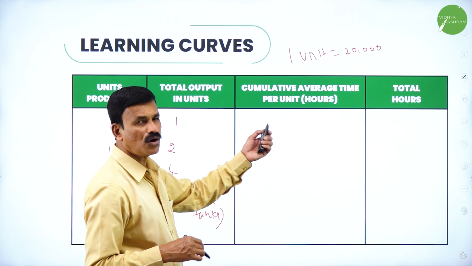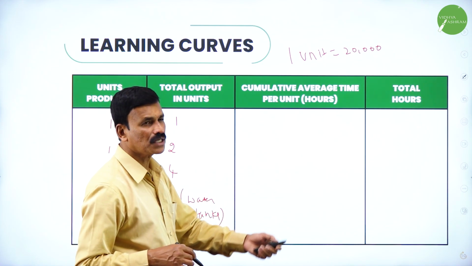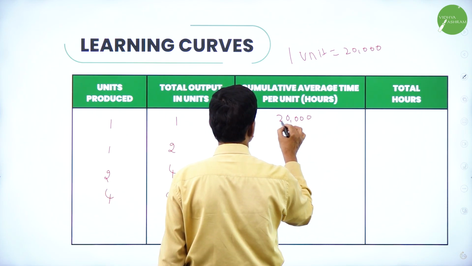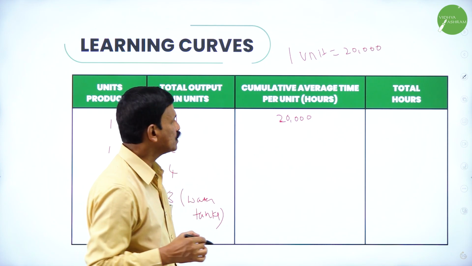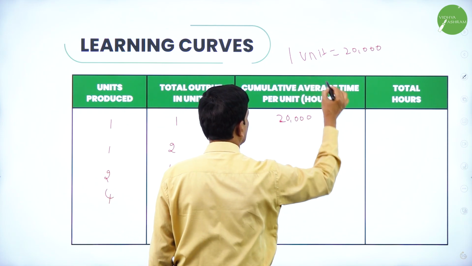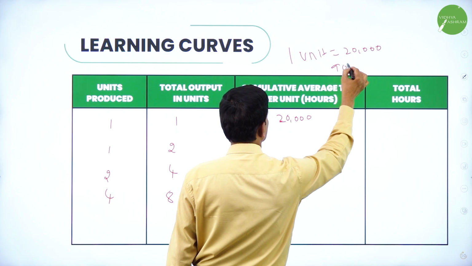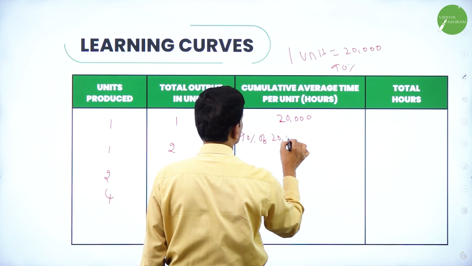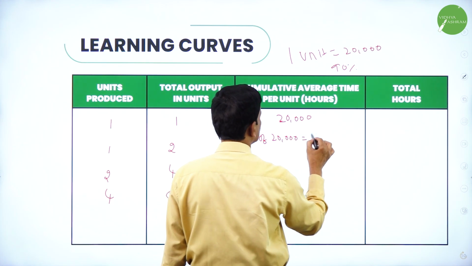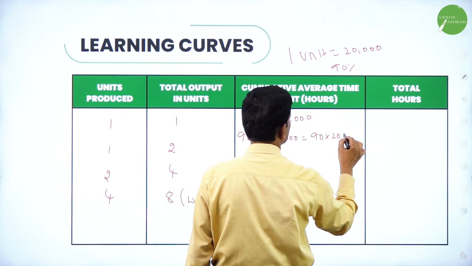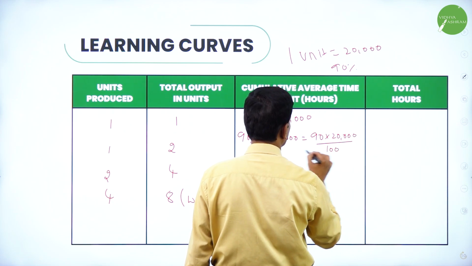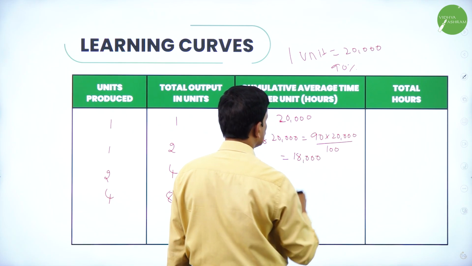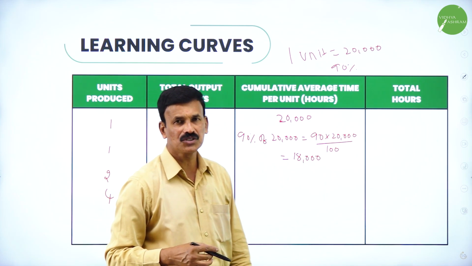Now, cumulative average time per unit in hours. So 1 unit requires how many hours? Initially it requires 20,000 hours for 1 unit. Now what is the learning effect? The learning effect is 90%. Now 90% of 20,000 is equal to 90 into 20,000 divided by 100, that's equal to 18,000. So 90% of 20,000 is 18,000.